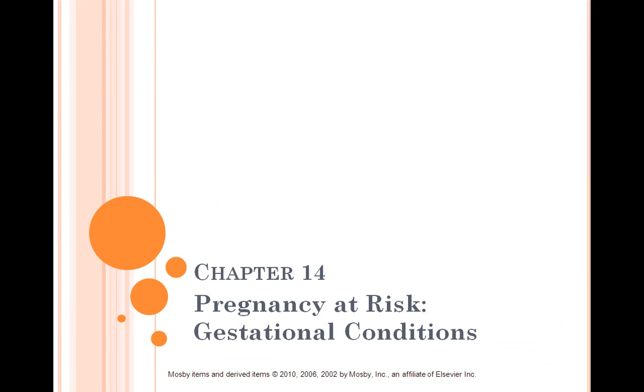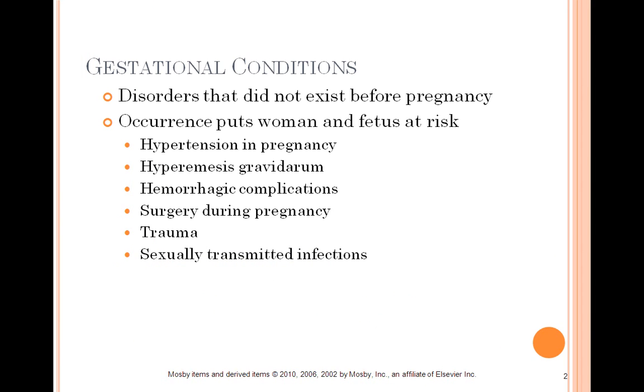And again, I went over most of this in class, but I can't stress enough for you to go back to your key points at the end of the chapter, as well as looking along with your study guide book. The biggest thing that starts off Chapter 14 is hypertension in pregnancy. We also talk about hyperemesis gravidarum, hemorrhagic complications, surgery, trauma, and STDs.